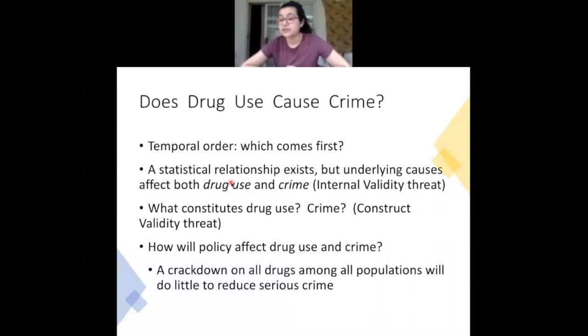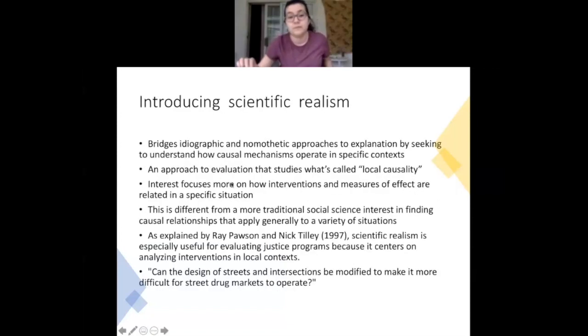If people are measuring crime by whether or not people think about doing crime, then that's a threat to construct validity. We don't actually know that there was a crime.